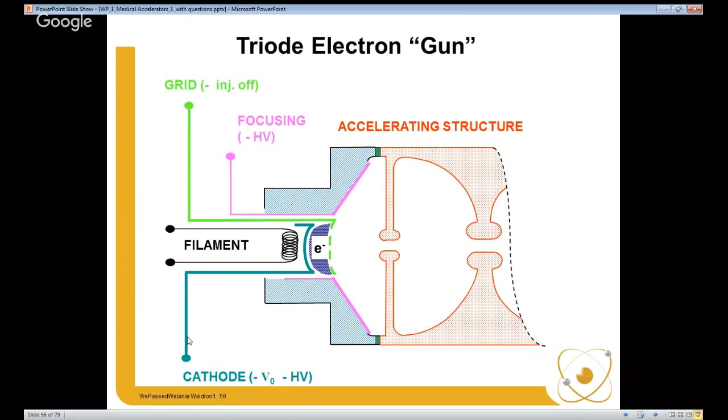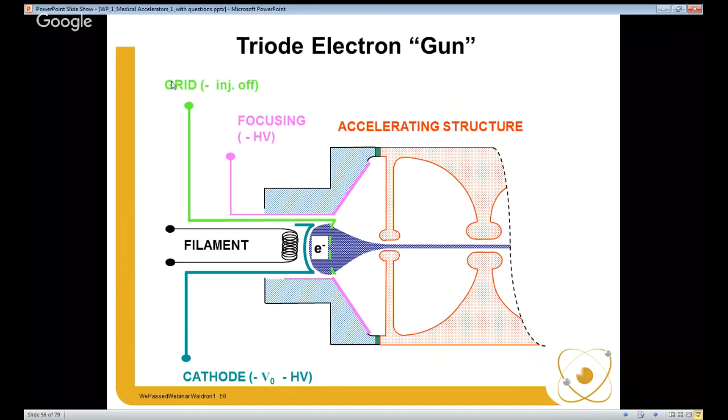and as long as the voltage on the grid is negative with respect to the cathode, the electrons will not pass through the grid. The grid is very close to the cathode, and so inverse square force says that the electrons are going to see that grid and they're not going to see anything beyond it. This also has a focusing electrode, which directs the electrons into the opening in the accelerator. If I take that grid voltage and I make it positive with respect to the cathode, or I make it 0 with respect to the cathode, electrons can flow through the grid into the accelerator.